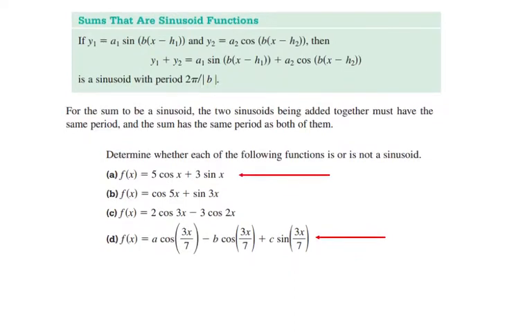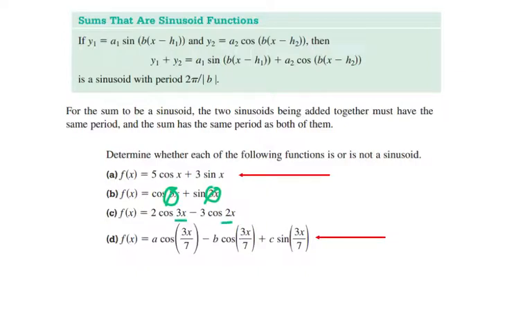So here are some sums that are sinusoidal. An interesting part is that you can add a trig function to another trig function and it will still be sinusoidal, meaning it can be rewritten as a sine. There are a few things that need to match up. As we can see here, for the sum to be a sinusoid, the two sinusoids being added together must have the same period. So notice that inside the parentheses here is the same, versus inside the parentheses here, not the same. And so because of that, those are not going to be sinusoidal.